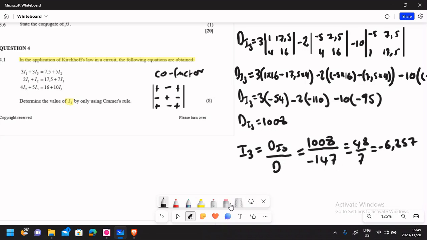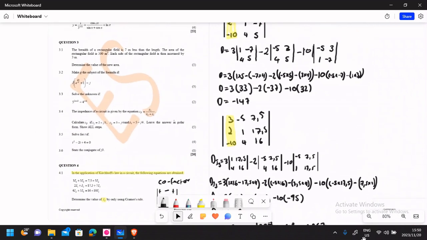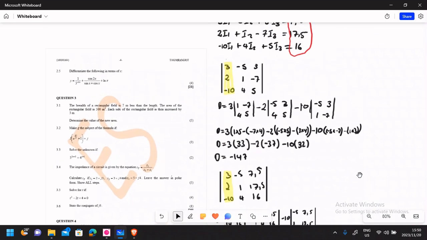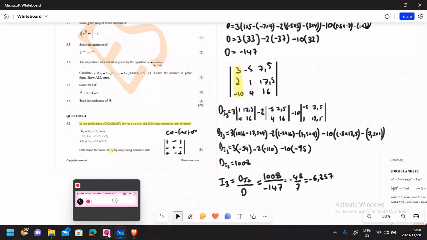I hope you manage to get this one, guys, because it has a lot of things to do, but it makes sense because it's 8 marks. As you can see, we have a lot of determinants and a lot of matrices to do here. And don't forget that you need to know the cofactor, right? The cofactors are very important. Okay, guys, let's pause on this one and then we'll do question 4.2.